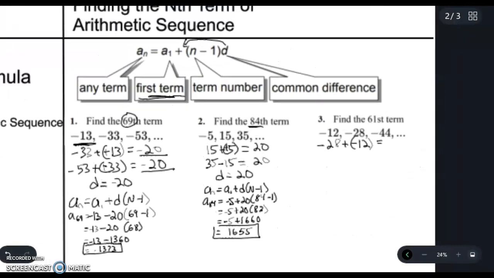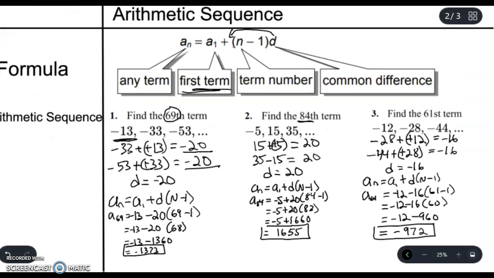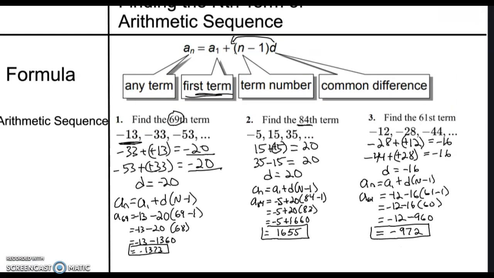And that's pretty much it. That is finding the nth term in the arithmetic sequence. Okay? So don't forget your formula. Take it step by step and take your time and you can get the right answer.